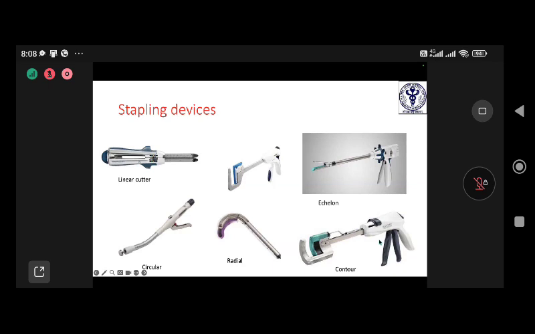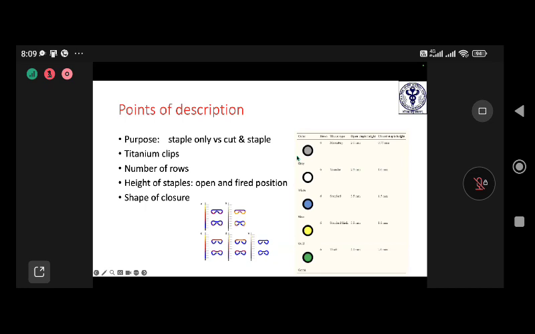Similarly, the contour stapler, the shape is made so that it fits in the narrow cavity of the pelvis or deep pelvis for LAR or low anterior resection. Similarly, the shaft gun or the laparoscopic or thoracoscopic stapler will have the control in the form of a lever technique. There will also be angular variation, which helps in the adjustment or application of the stapler at a particular angle. The point of description remains the same. What is the purpose? There are titanium clips of different heights. What is the number of rows? Also, the height of staples depends on the color coding.